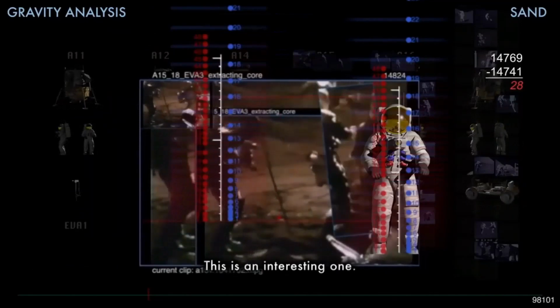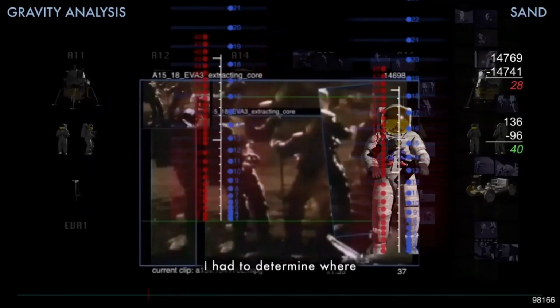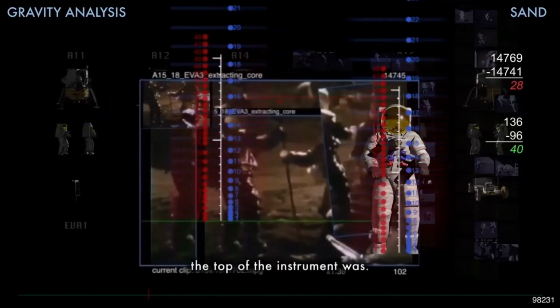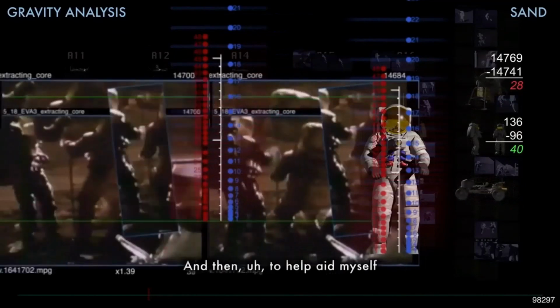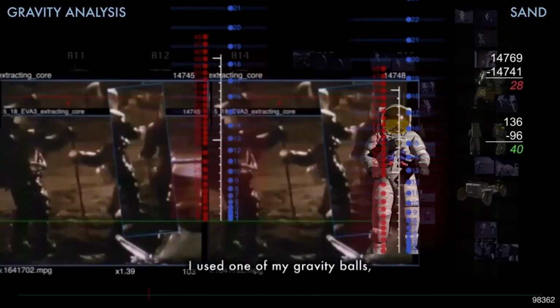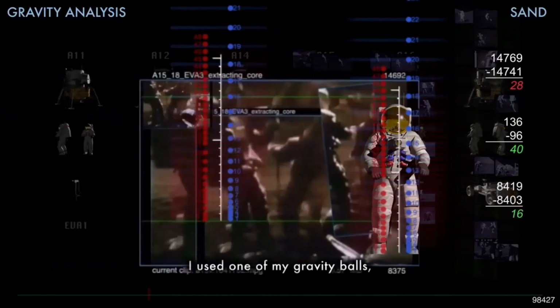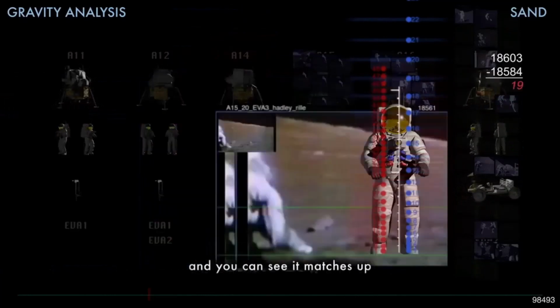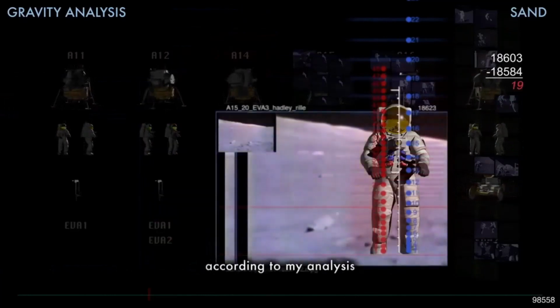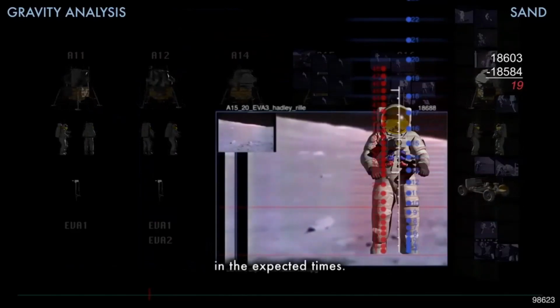This is an interesting dilemma. I had to determine where the top of the instrument was. And then, to help aid myself with the analysis, I used one of my gravity balls. And you can see it matches up. It doesn't match up, according to my analysis, in the expected times.